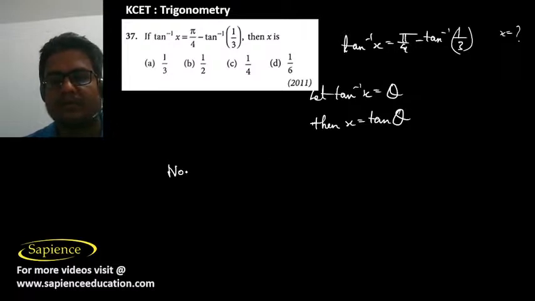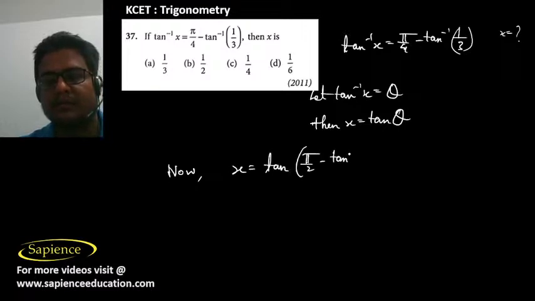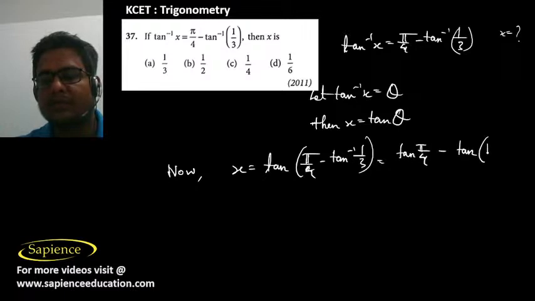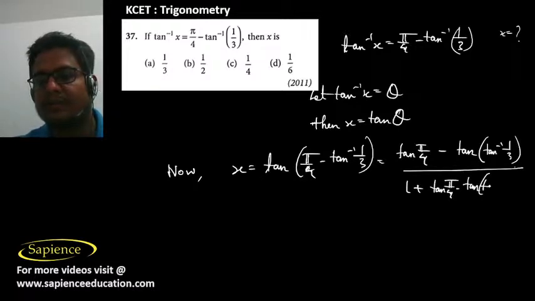So now therefore if we apply tan on both sides, then x will be equal to tan of pi by 4 minus tan inverse of 1 by root 1 by 3. So that will be equal to tan pi by 4 minus tan inverse 1 by 3 divided by 1 plus tan pi by 4 into tan of tan inverse 1 by 3.